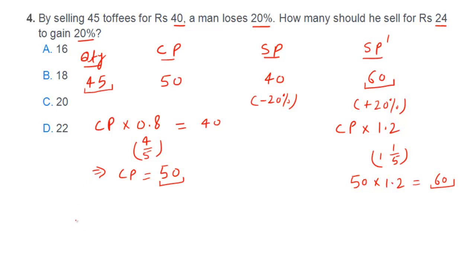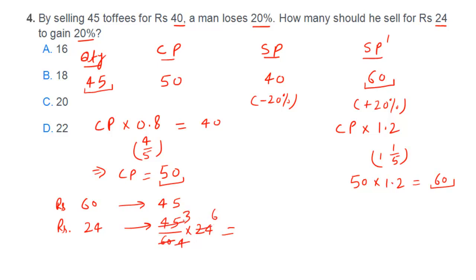In 60 rupees, I'm just writing here rupees 60, he is selling 45 toffees with 20% gain. And in the question it has been asked, in 24 rupees how many should he sell. So 45 by 60 multiplied by 24 will give me 6 into 3, that is 18. So he should sell 18 toffees in 24. So option B is correct.